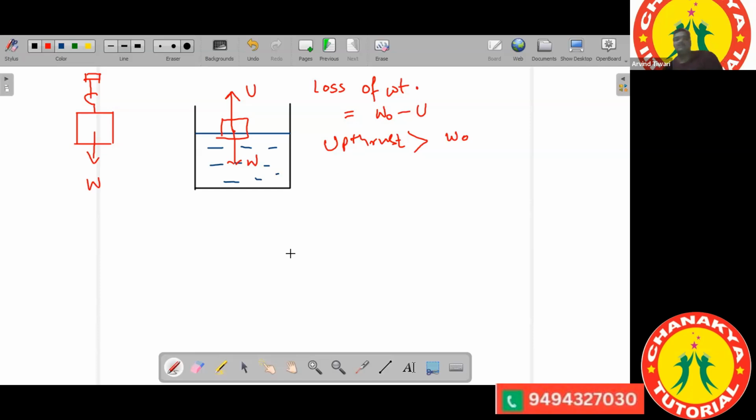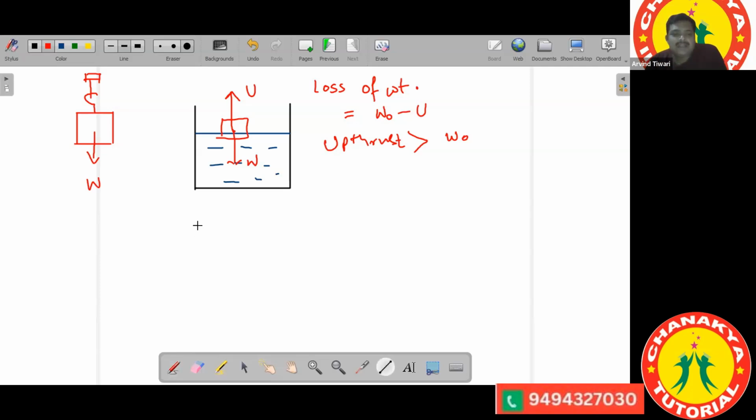Got this point? When will the block float or sink? If the weight is greater than the upthrust, then the object will sink. Okay. Now this was one of the points where we have considered the loss of weight. Now let us try to see the same experiment in some other way. Now we are trying to understand it the other way.